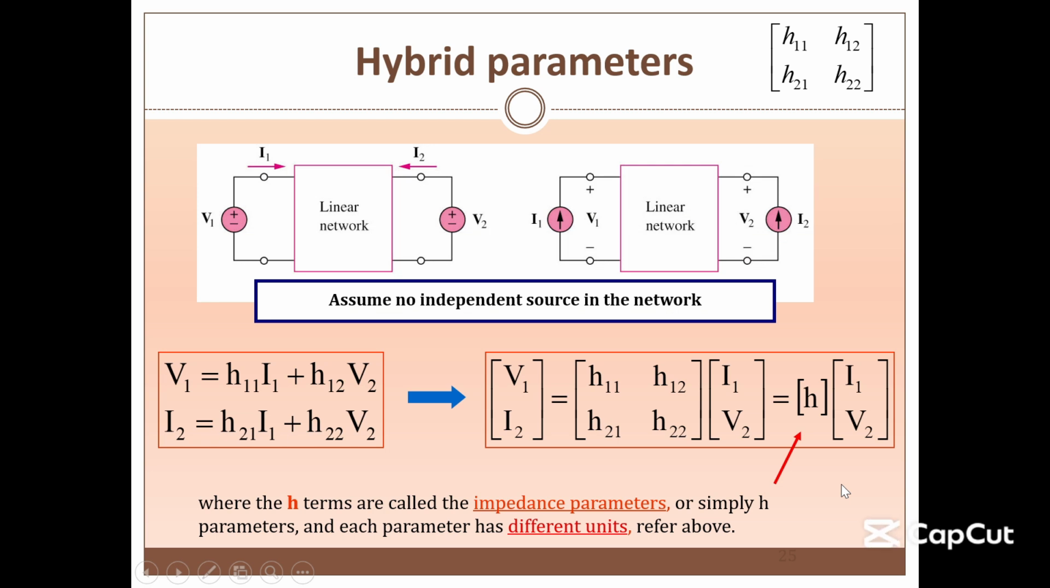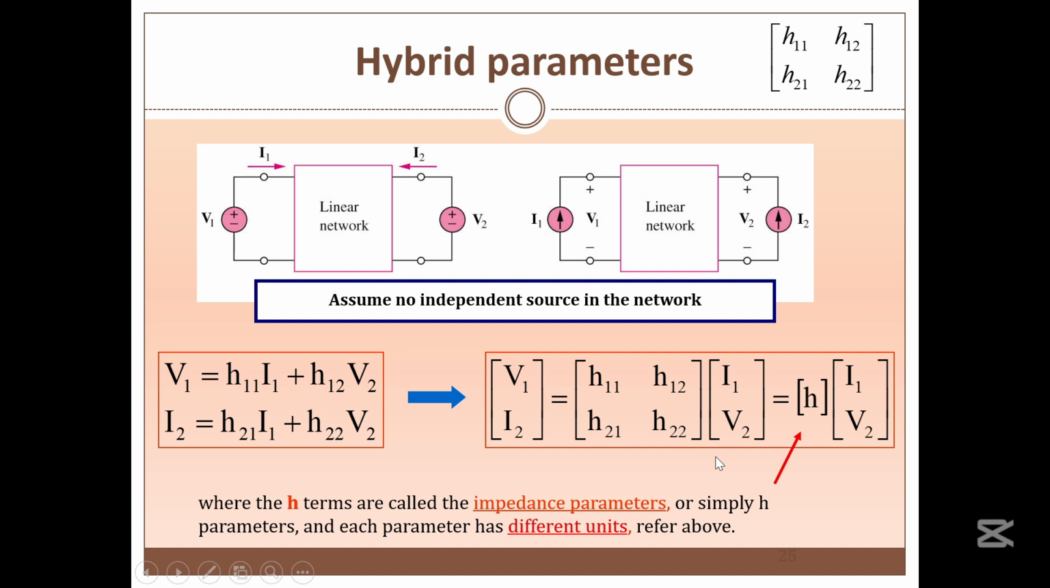Also today we will continue with the next parameters. First we have seen the z parameter, y parameter, and now the hybrid parameters and ABCD parameters. So for hybrid parameters, the equation is different from the z parameter and y parameter, where equation one is based on V and the other one at port 2 is based on the I.